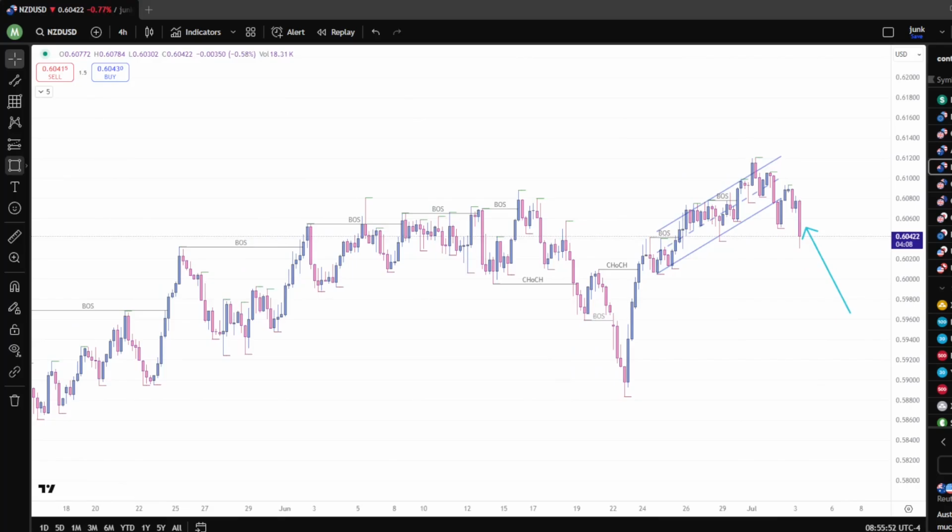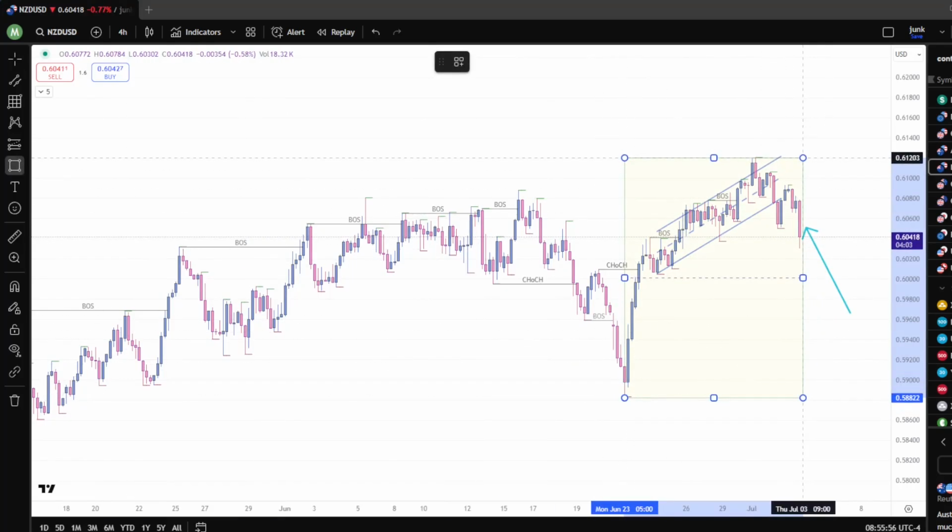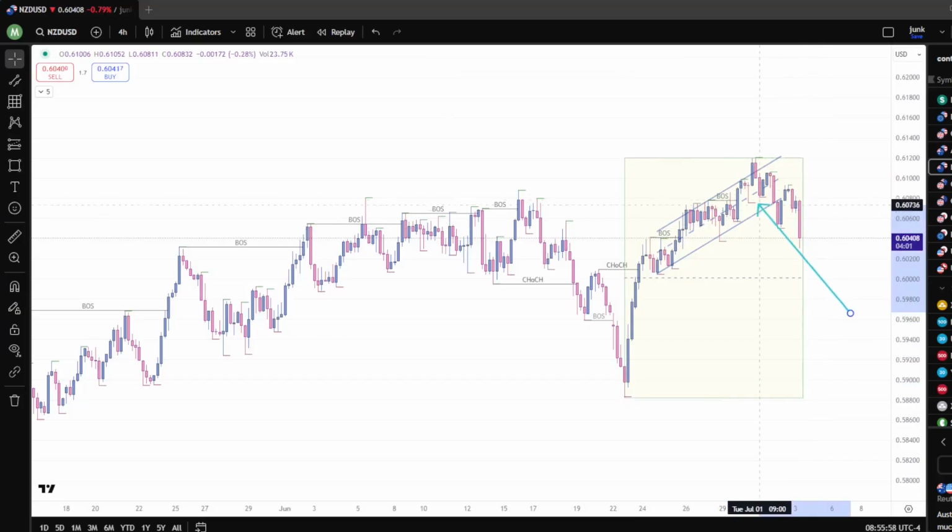AUD, NZD USD. Let's go map out the current range on the 4-hour chart. And it's also in the ascending channel. Start to break down. Supply is clearly in control now.